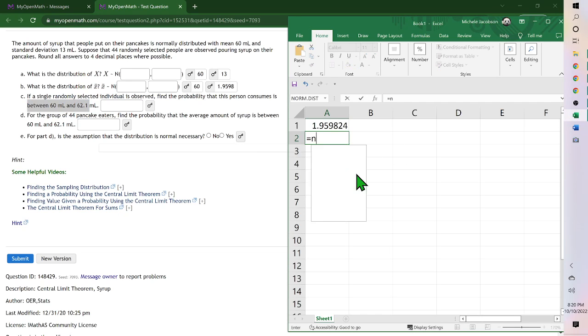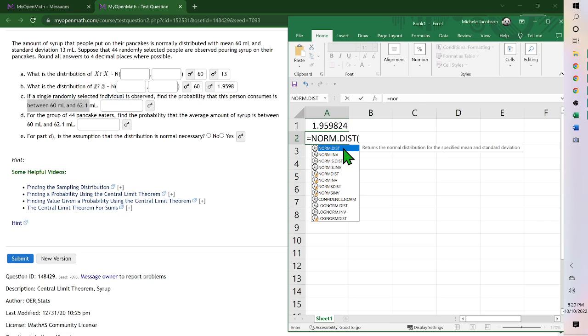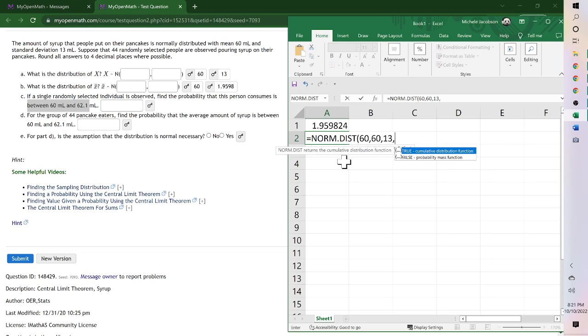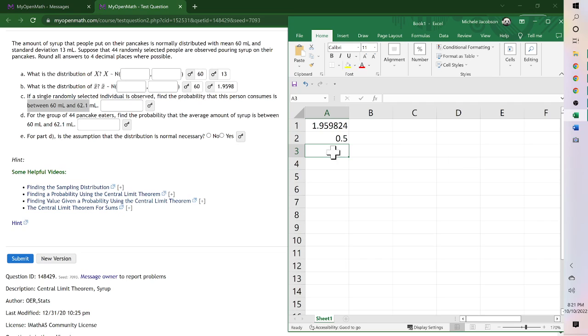So we want to do equals norm, and we want the regular distribution because we have the x value. I'm going to do the 60 first. 60 comma the mean, which is also 60, comma standard deviation, comma 1. The 1 is for the area under the curve, and it adds up to 1. Which makes sense because 60 is the mean and 50% is below it.